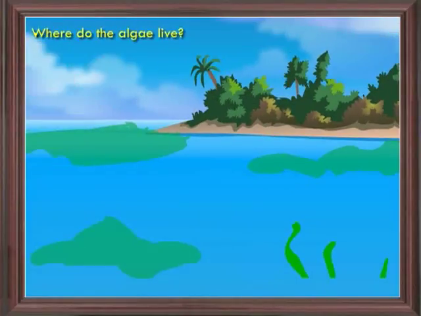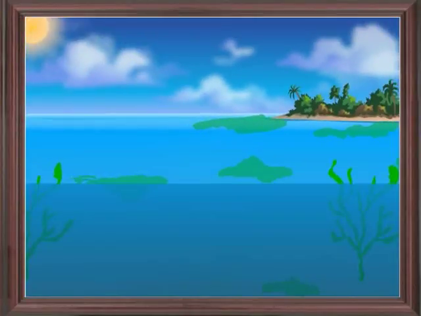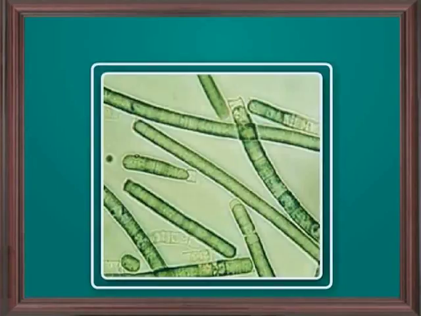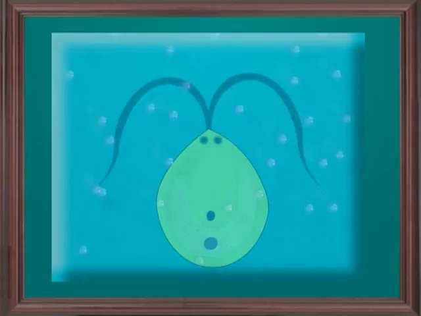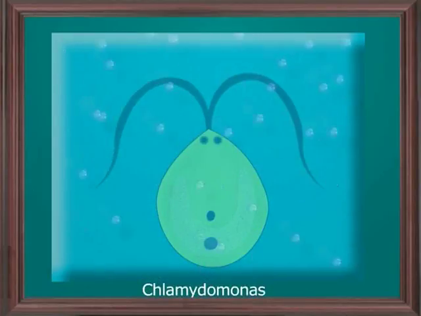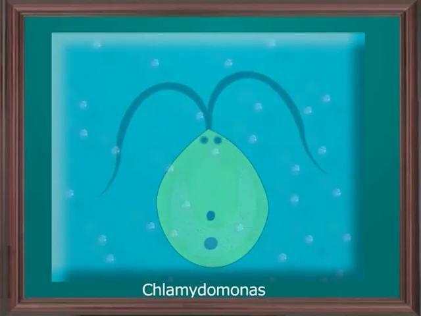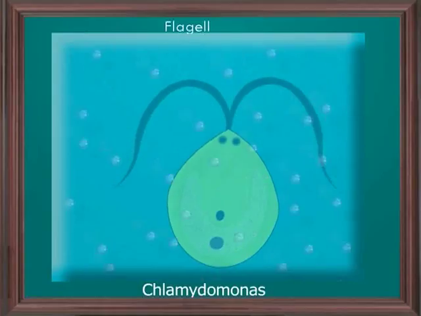Where do the algae live? There are some microscopic algae in the oceans known as diatoms. They float on seawater and perform photosynthesis. They are a good food to the sea animals. Green algae exist either as single individuals or in groups. The green algae, like Chlamydomonas, live in water and swim with the help of one or two flagella.